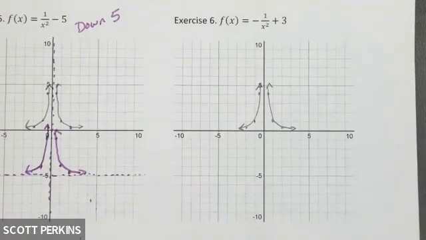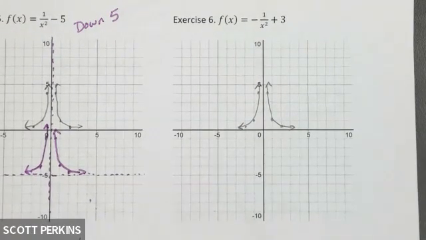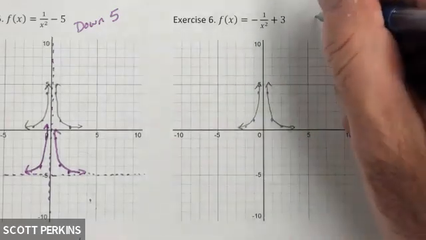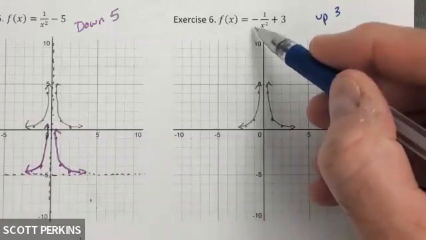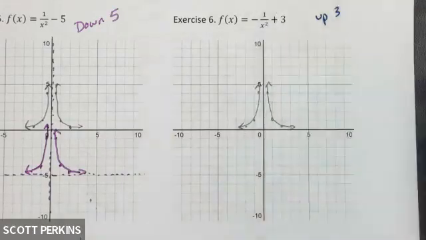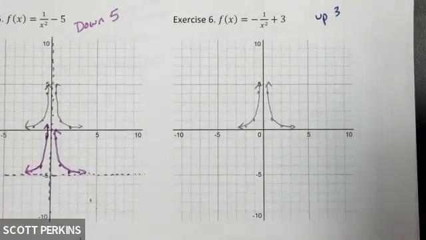Okay, so this graph is doing 2 things. I think we would all say the +3 is going to move my graph up 3 units. That's great. What is this minus? What do I have to do to account for the minus in front of the 1 over x squared?